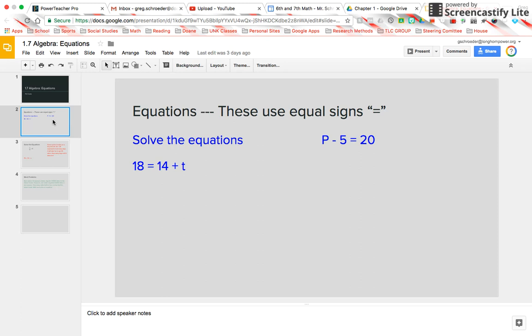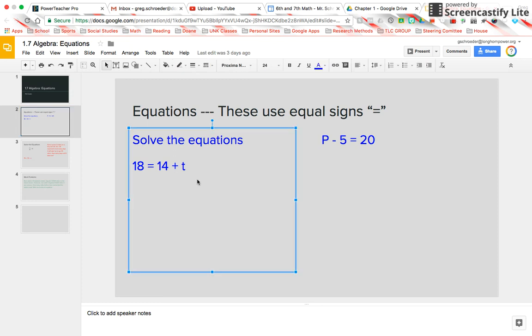And so again, equations use equal signs. There's our equal sign. You're very familiar with that. But we're going to look to solve the equations. All right, so here I have an equation of 18 equals 14 plus t.